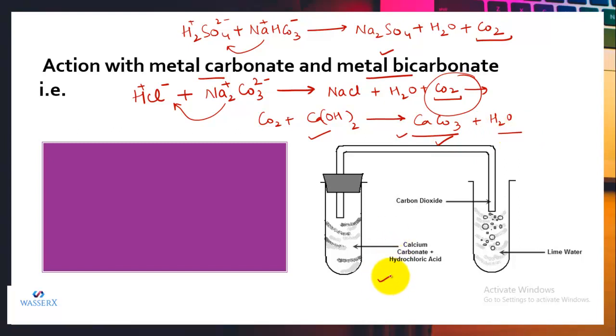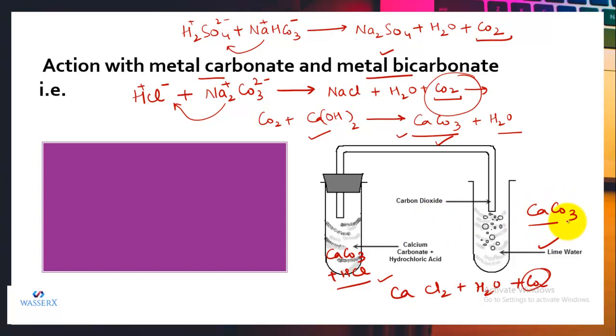As you can see in the figure, we have calcium carbonate here, and we are adding it to HCl, right? That means a reaction will take place between them, and it will form CaCl2 plus H2O plus CO2. When this CO2 is passed into the lime water solution, it turns the lime water milky due to formation of calcium carbonate.